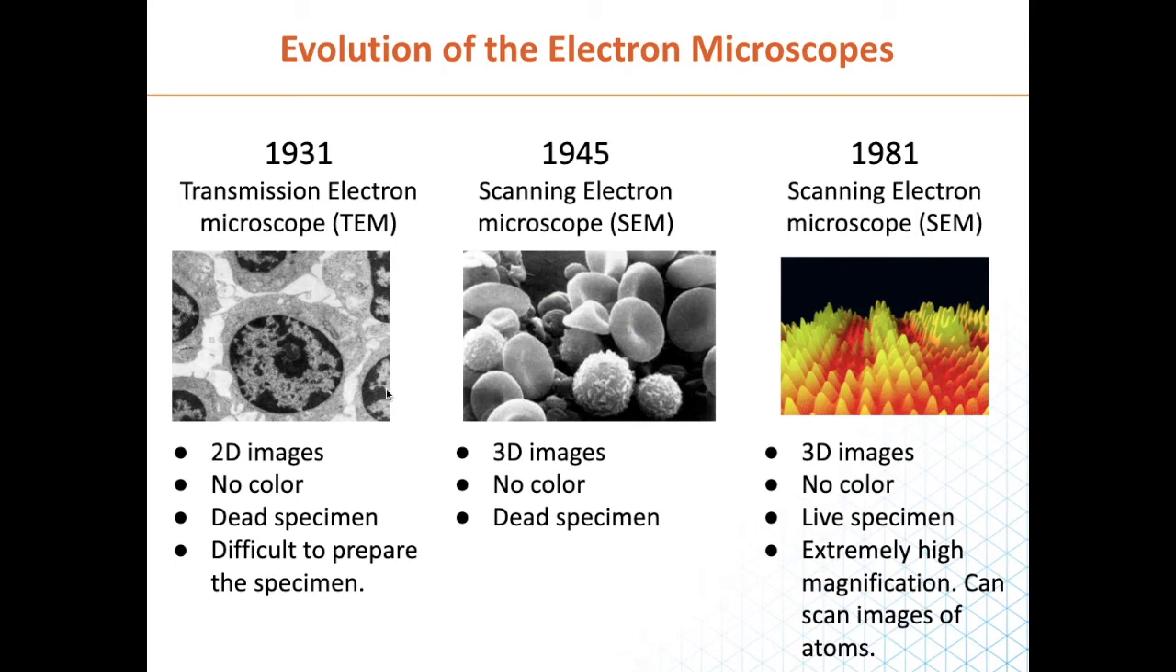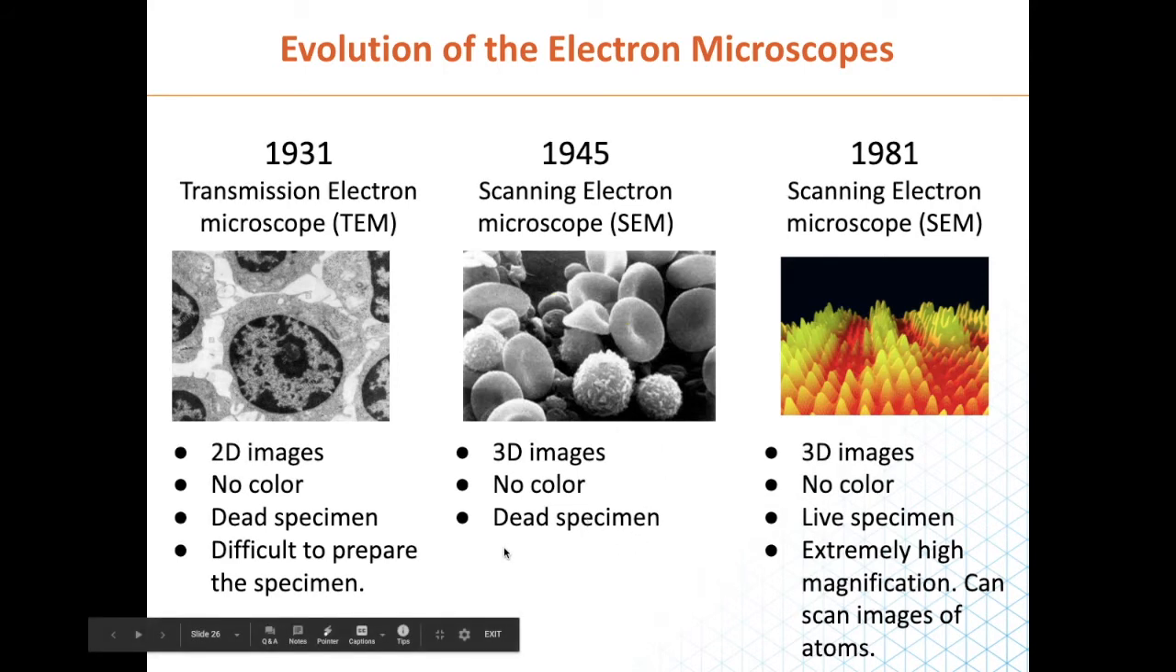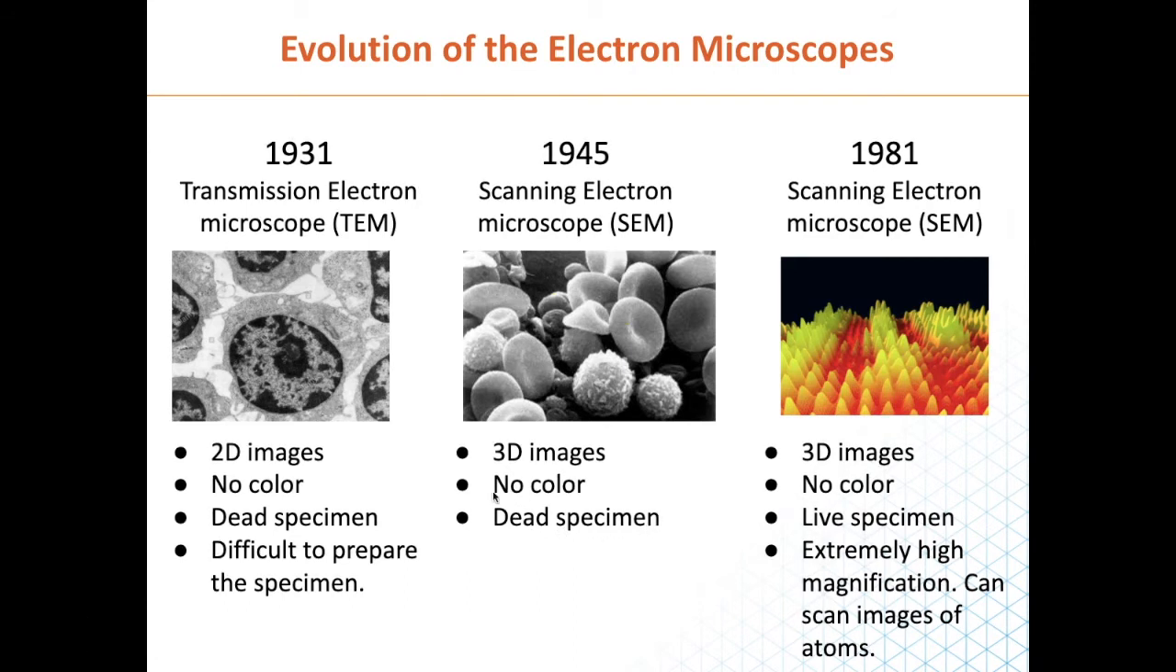And then a new type of microscope was created, the scanning electron microscope. The same situation, your specimen had to be dead, which means you could not work with live specimen. It also produced images with no color, but it allowed you to see images in 3D. So you can see that this is a cell that has been cross-sectioned off, just cut into a thin slice, and this is a 3D image of a red blood cell and a white blood cell. And again, it has no color.